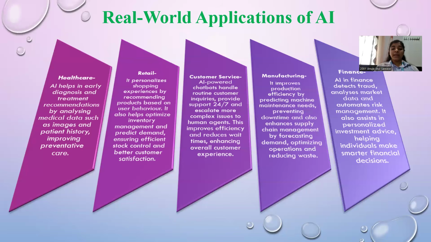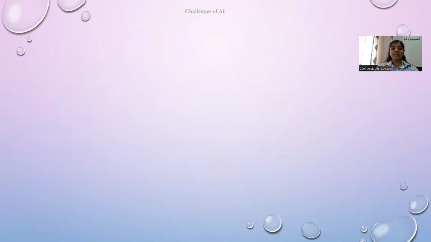Then manufacturing. It improves production efficiency by predicting machine maintenance needs and preventing downtime, and also enhances supply chain management by forecasting demand, optimizing operations and reducing waste. Then finance. AI in finance detects fraud. It analyzes market data and automates risk management. It also assists in personalized investment advice, helping individuals make smarter financial decisions.